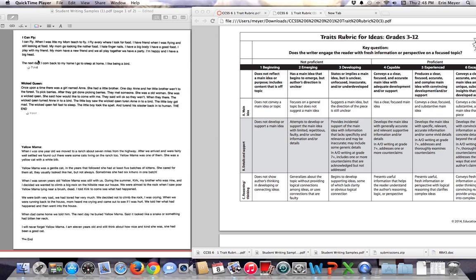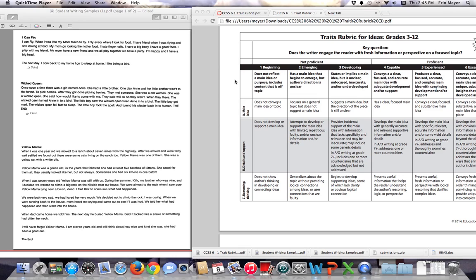pausing where punctuation is. I can fly. When I was little, my mom teach to fly. I fly everywhere I look for food. I have friend when I was flying and still looking at food. My mom go looking the nother food. I hate fingernails. I have a big body. I have a good food. I play with my friend. My mom have a new friend and we all play together. We have a party. I'm happy and have a big head. The next day, I come back to my home. I go to sleep at home. I like being a bird.